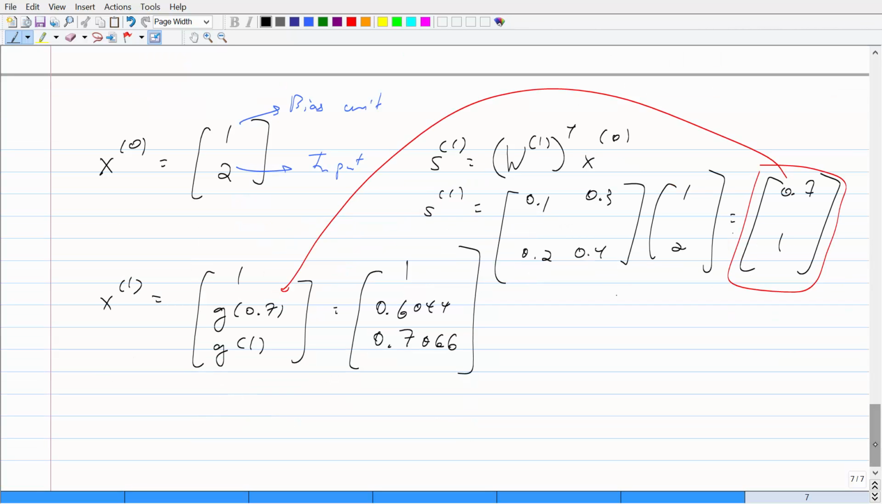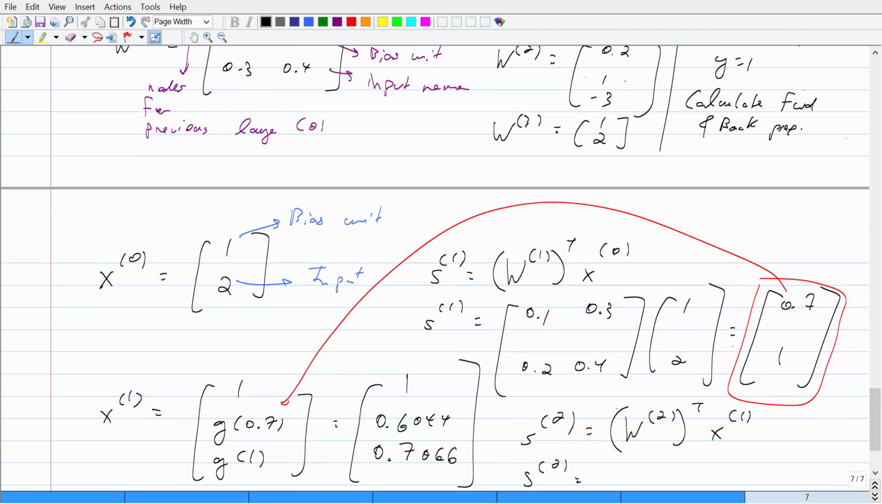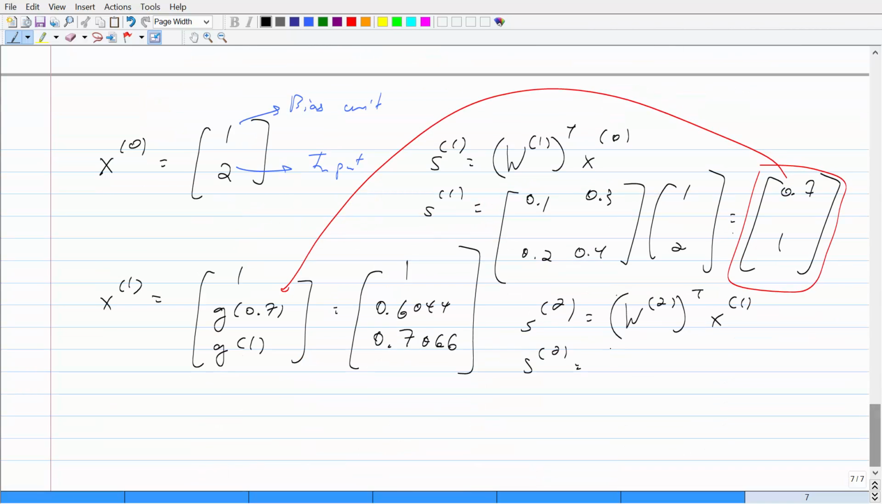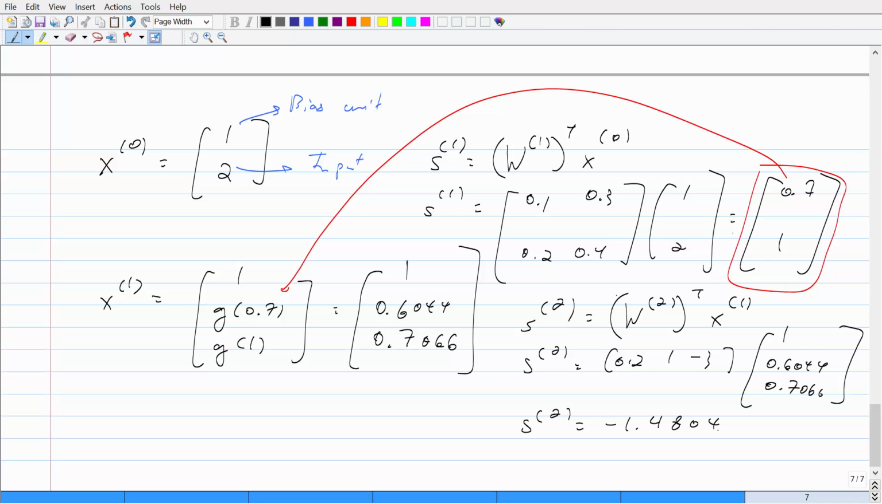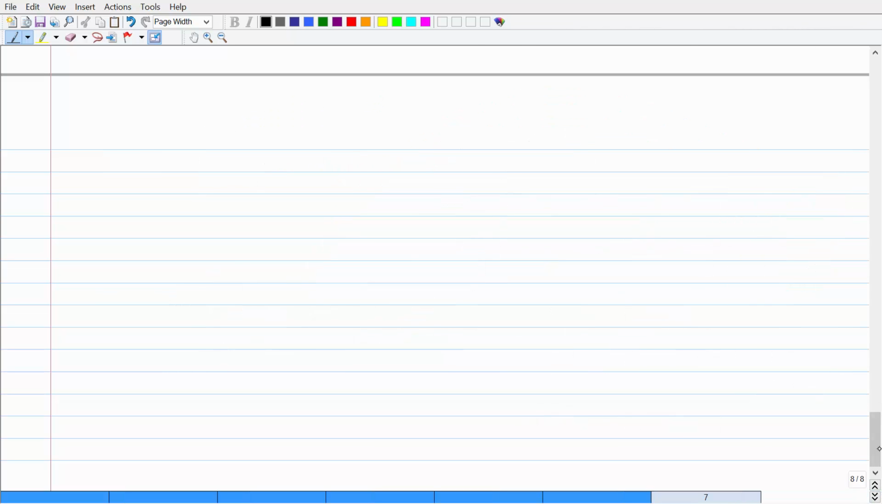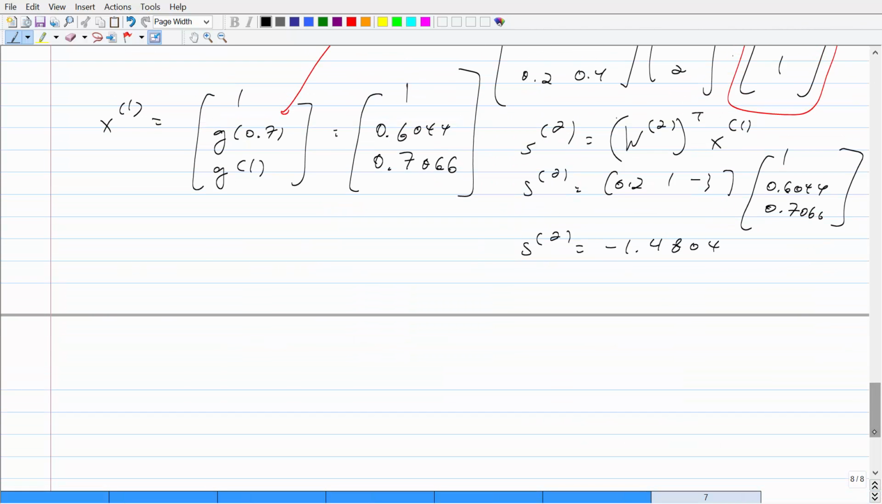Okay, so those are the outputs from the first hidden layer, and these are going to serve as inputs into the neurons for the second hidden layer. So you just repeat the process. In this case, you take the second weight matrix, transpose that, and multiply by the first one. Okay, so the second weight matrix was just 1 column. When you transpose that, it becomes 1 row. So you get 0.2, 1, minus 3, and then take this and you go 1, 0.6044, 0.7066. So this is just a dot product of 2 vectors. So when you calculate this, you get minus 1.4804. Okay, that's fantastic. So we've got that. So this is the inputs into the second hidden layer.